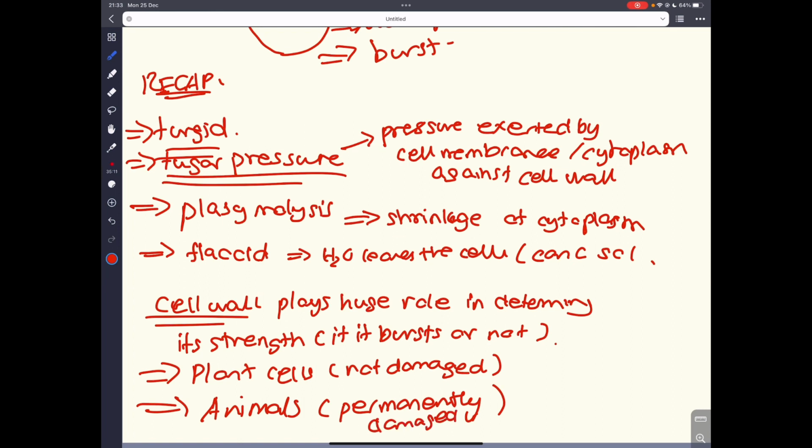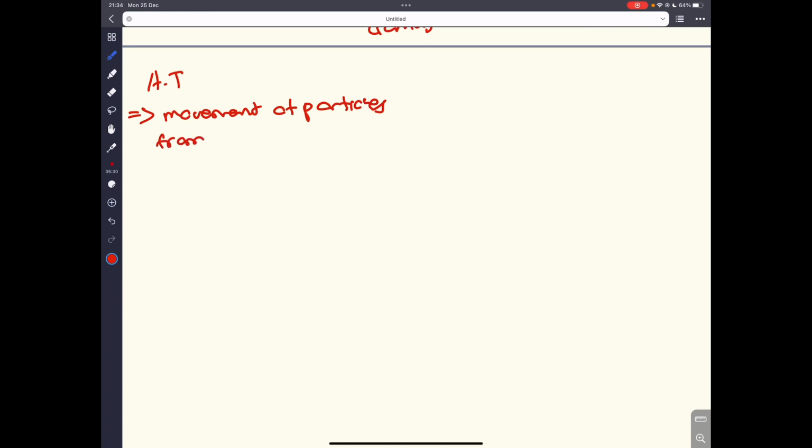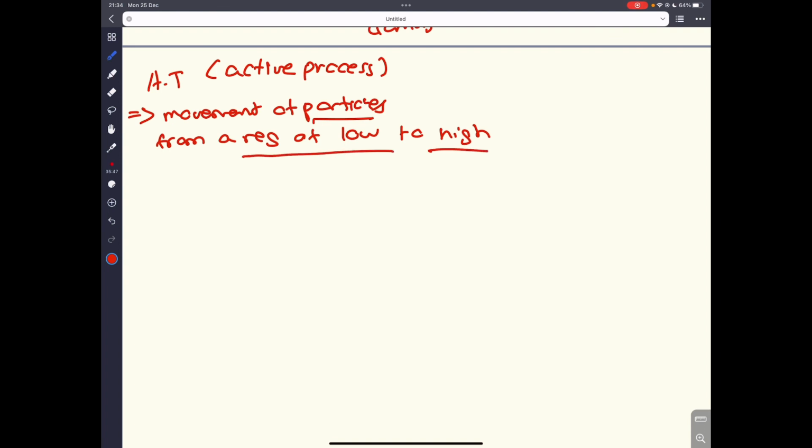Right. So I believe I have explained everything. Oh wait, I still have to touch on one more thing. Active transport, right. Now active transport, I'm gonna write it in a short form. Active transport is basically the movement of particles from a region of low to high concentration. Now this is the opposite of diffusion. This is an active process, as the name suggests. Movement of particles from a region of low to high concentration, basically against a concentration gradient.